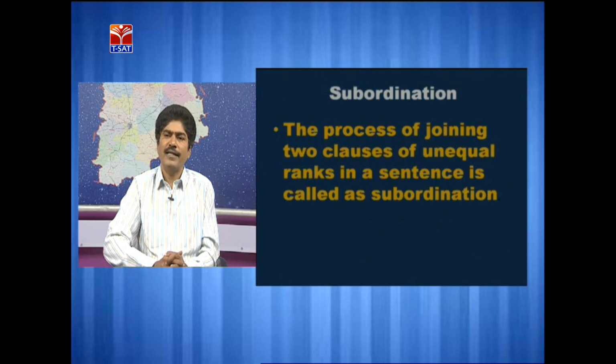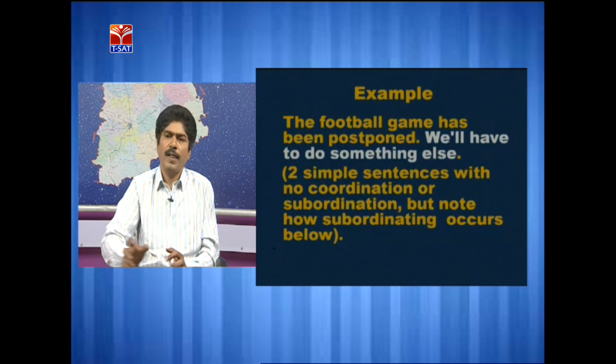Let us understand subordination. The process of joining two clauses of unequal ranks in a sentence is called subordination. Observe this example to understand this. The football game has been postponed. We will have to do something else. You observe here two sentences. These two are independent clauses. There is no subordination or coordination. Now observe.